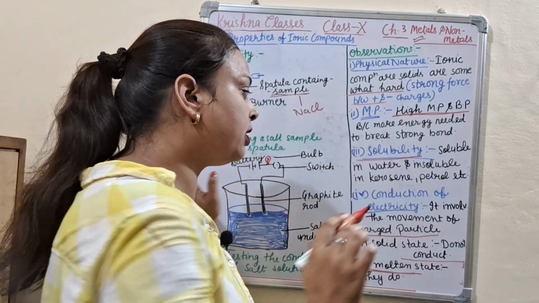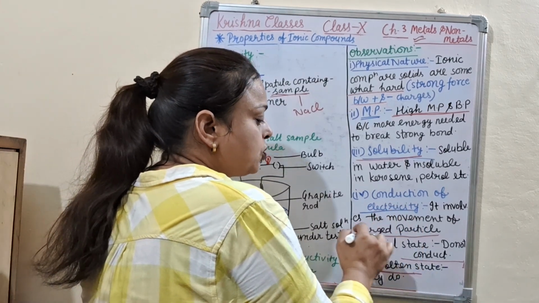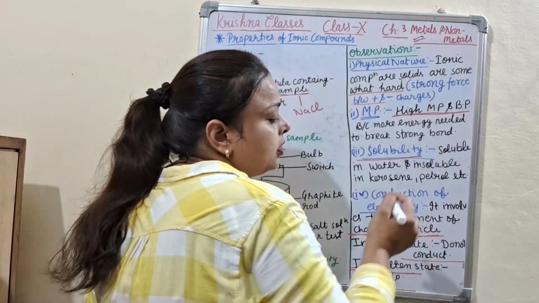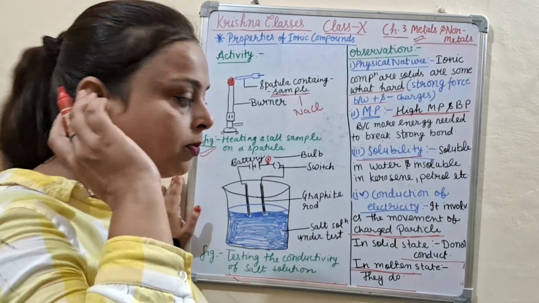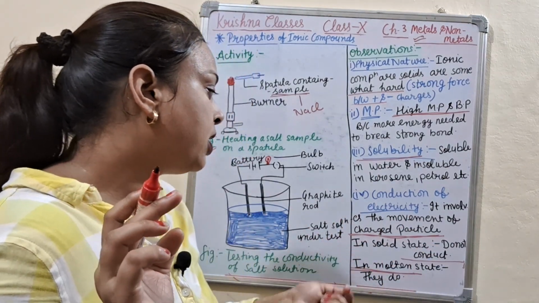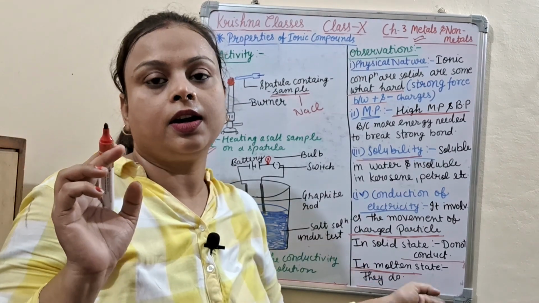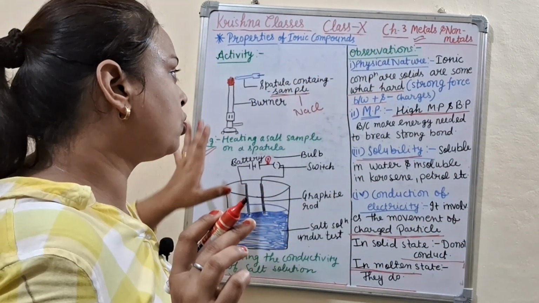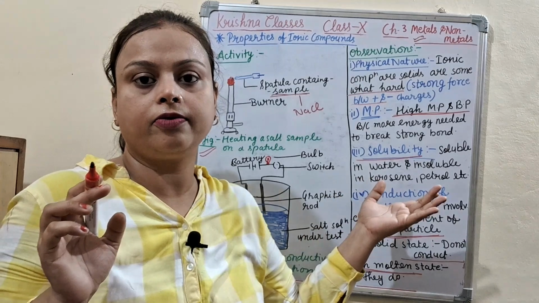Conduction of electricity involves the movement of charged particles. Conduction means movement of charged particles. In the solid state they do not conduct electricity, but in the molten state they conduct electricity. So this is today's class. Hope you understand it very well.